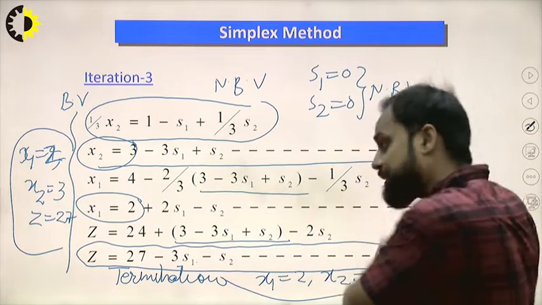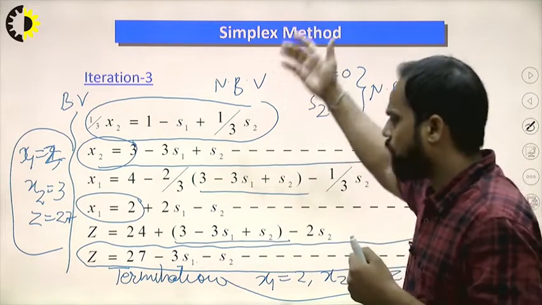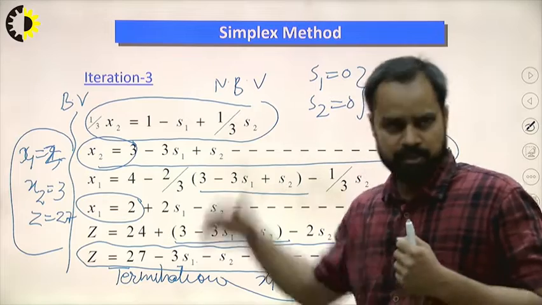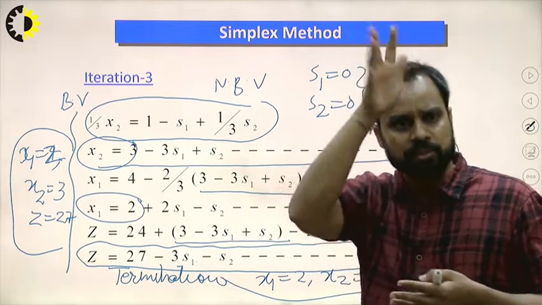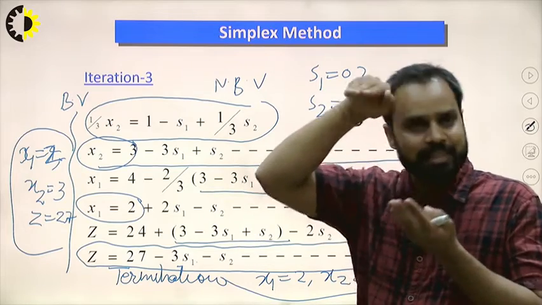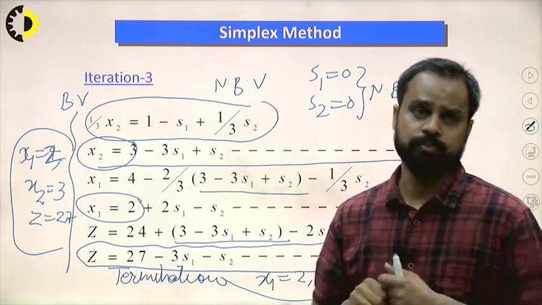That is the basic algebra behind the simplex method. But every time we will not do this algebraic way. We have to convert it into the tabular form and make some steps, and every time we have to follow those steps to get the optimal value.